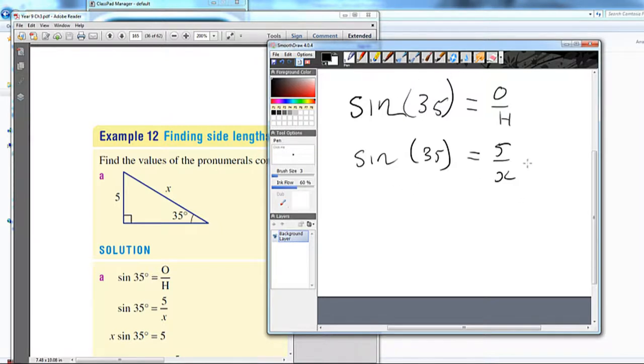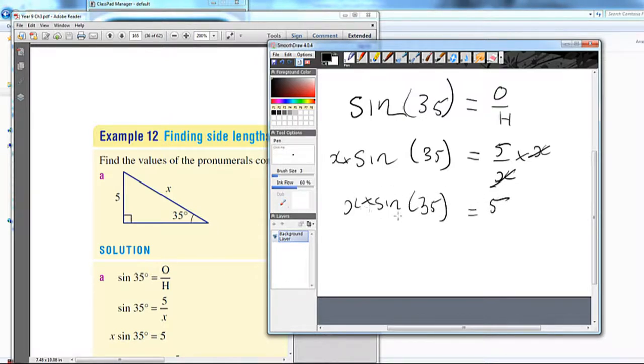Let's expand this out a little bit. I'm just going to transpose this. Now this is a fairly nifty bit of algebra here. I'm going to multiply this side by x and this side by x. Cancel, cancel, leaves 5 by itself, and x is now in the numerator. That's really handy. So I'll rewrite that. So I've got x times sine 35 equals 5.